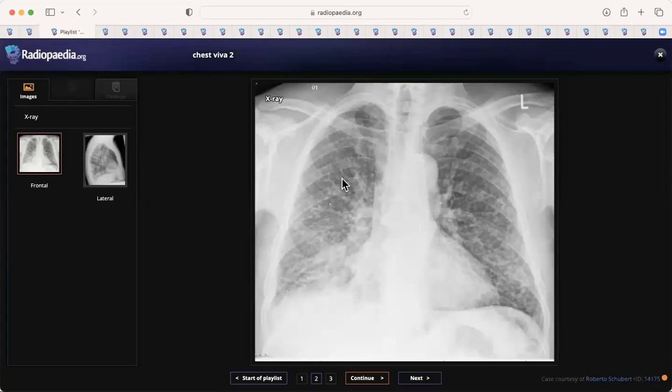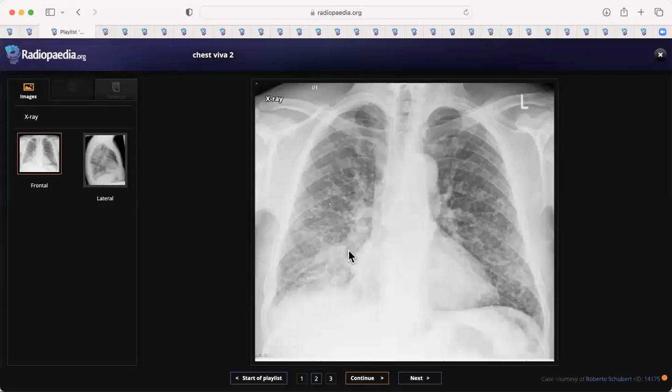Giving this appearance of reticulonodular opacity, in a patient with weight loss and chronic cough, it could be lymphangitis carcinomatosa, from cancer, or it could be sarcoidosis.